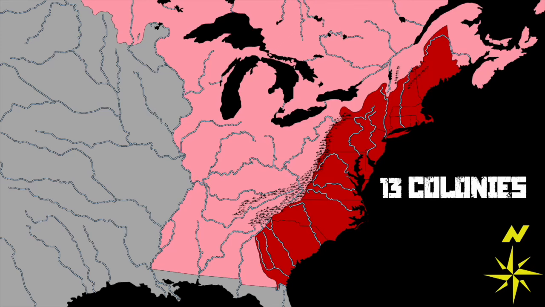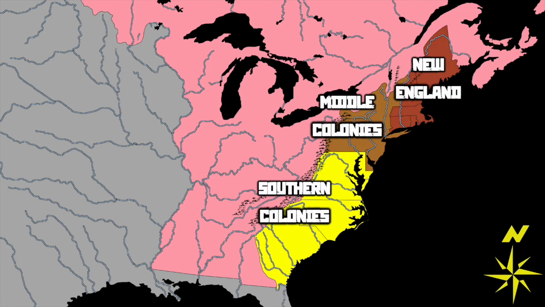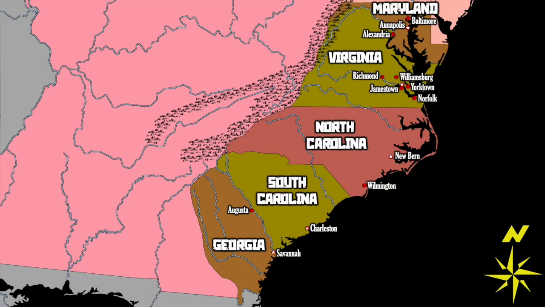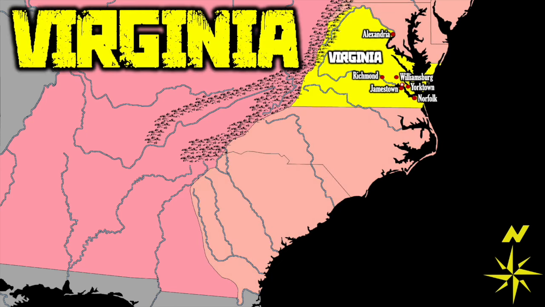The 13 colonies can be divided into 3 distinct regions: the New England colonies, the Middle colonies, and the Southern colonies. Today we're looking at the Southern colonies. From north to south, Maryland, Virginia, North Carolina, South Carolina, and Georgia make up the Southern colonies. First, we will look at Virginia.